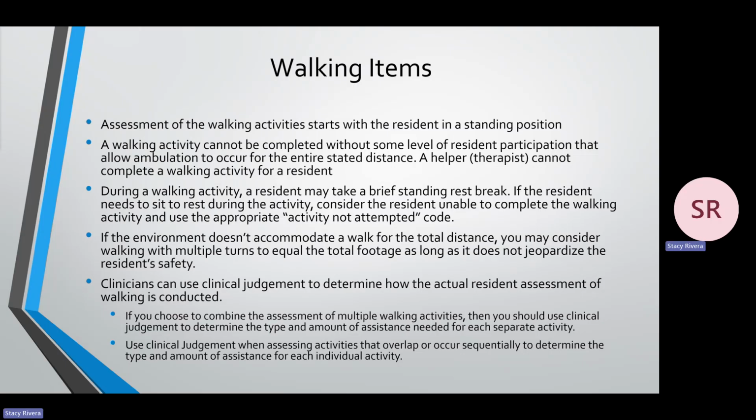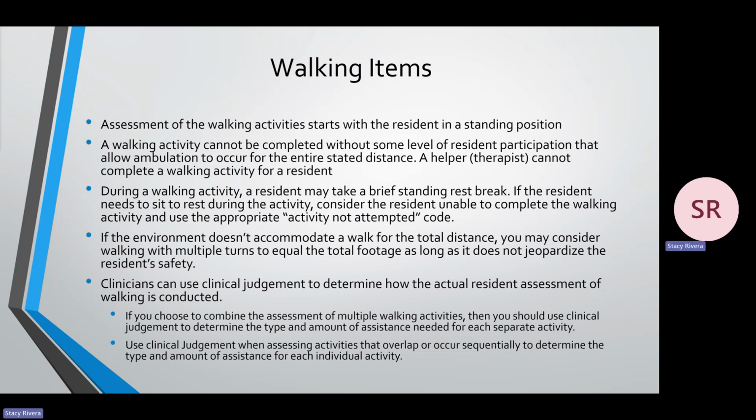If the environment does not accommodate a walk, because we all remember isolation issues, and we still have them. If the environment doesn't accommodate a walk for the total distance, so you're 10 feet, 50 feet, 150 feet, you may consider walking with multiple turns to equal the total footage as long as it does not jeopardize the resident's safety. So you can't leave the room, and you're like, well, we can't do 150 feet then. Not by definition of the GG score. We can still do 150 feet as long as we don't make ourselves or the resident dizzy in that room. If they can't do it safely, then it's not attempted due to safety. But that option is there.